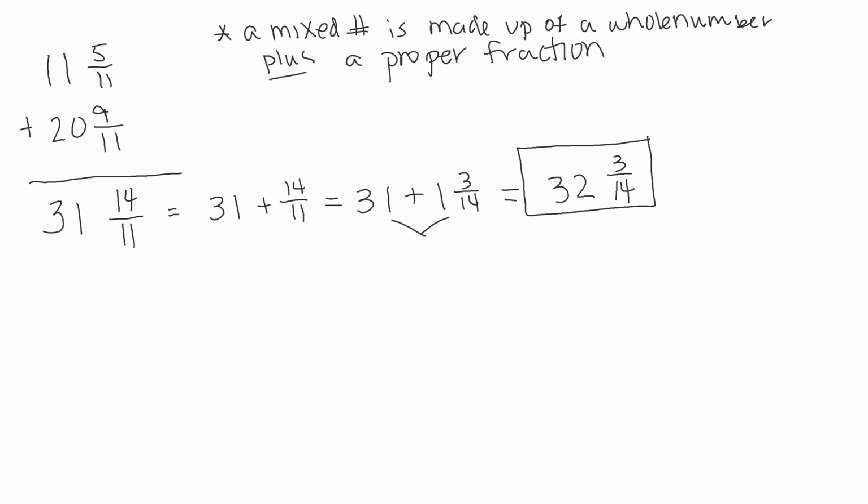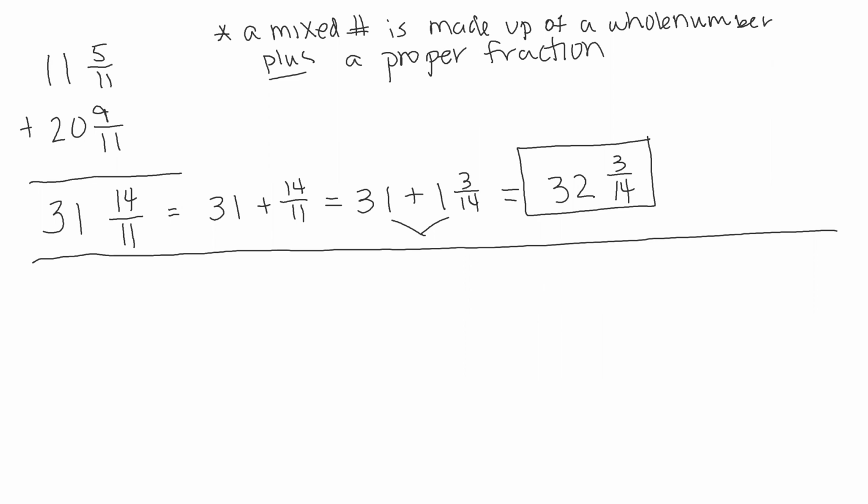So anytime you have an improper fraction when you do your addition, it's no big deal. Take the fraction, convert it to a mixed number, add that to the whole number, and then just double check and make sure the fraction is reduced. 3/11, there's no common factors. We are good.